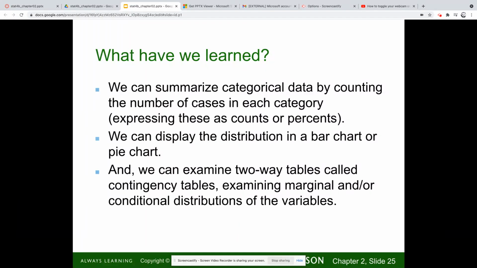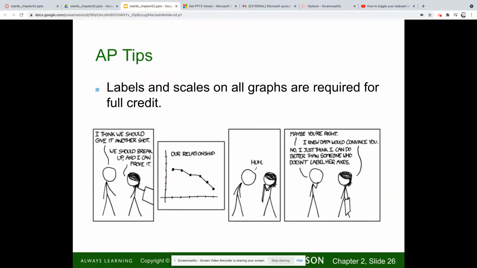So what do we learn? We learned that we can summarize categorical data by counting the number of cases in each category, and we can express them as counts or as percentages. We can display the distribution in a bar chart or a pie chart, and we can examine two-way tables called contingency tables, examining marginal and/or conditional distributions of variables.